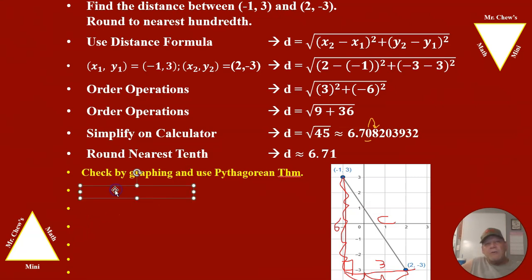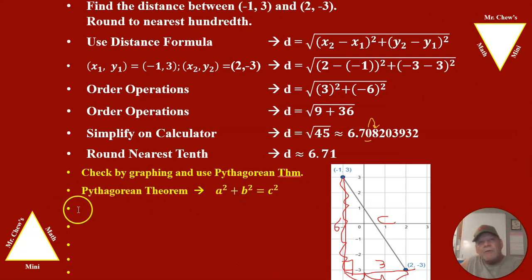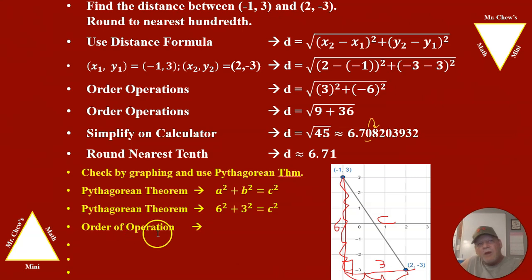These will be a and b in the Pythagorean theorem. So I substitute those values in. The Pythagorean theorem is a squared plus b squared equals c squared. So I've got 6 squared, which is my vertical, plus 3 squared, which is my horizontal, and that's going to equal c squared, which is my hypotenuse. I do the order of operations, and I square each one before I add them.